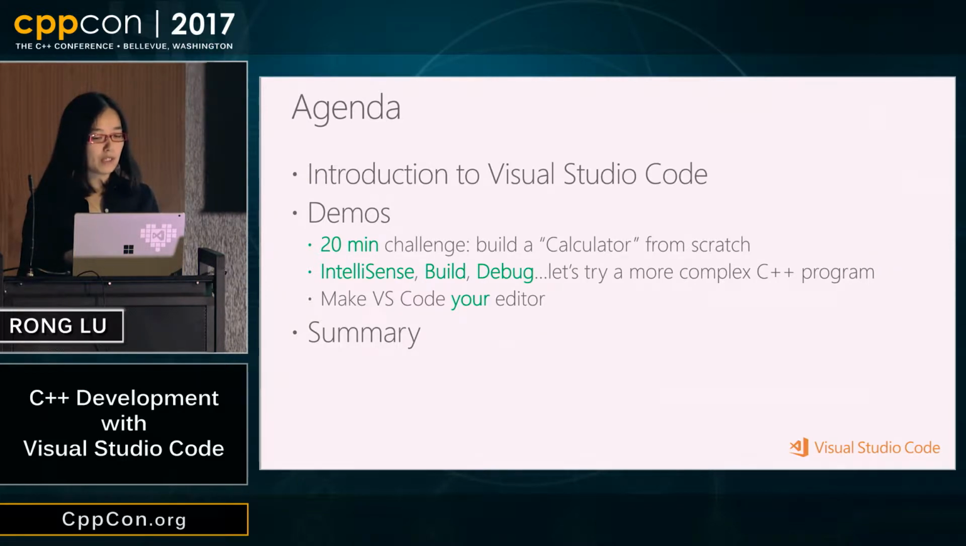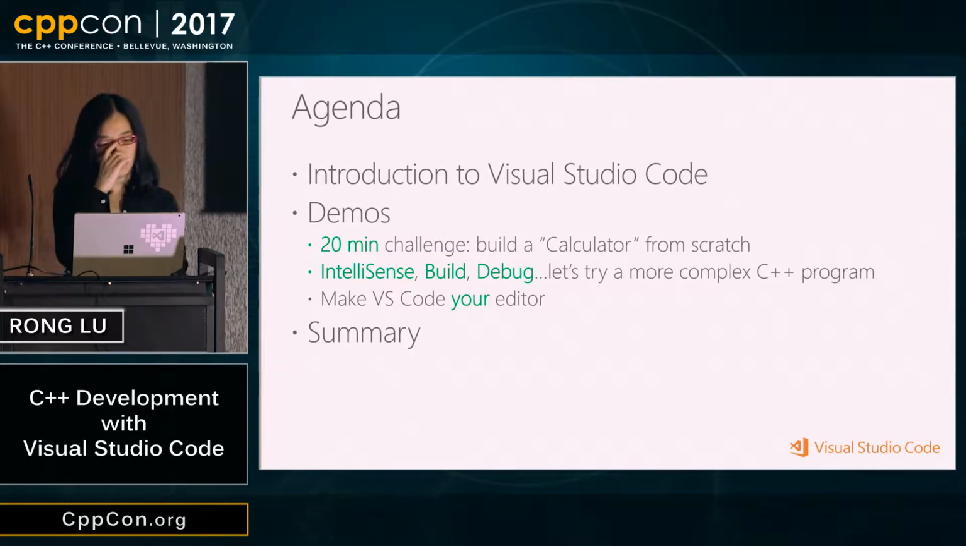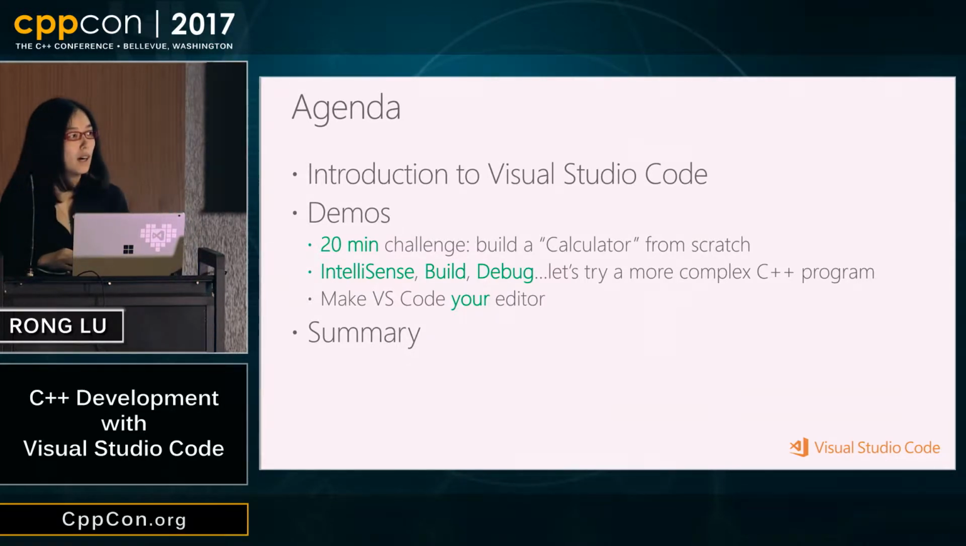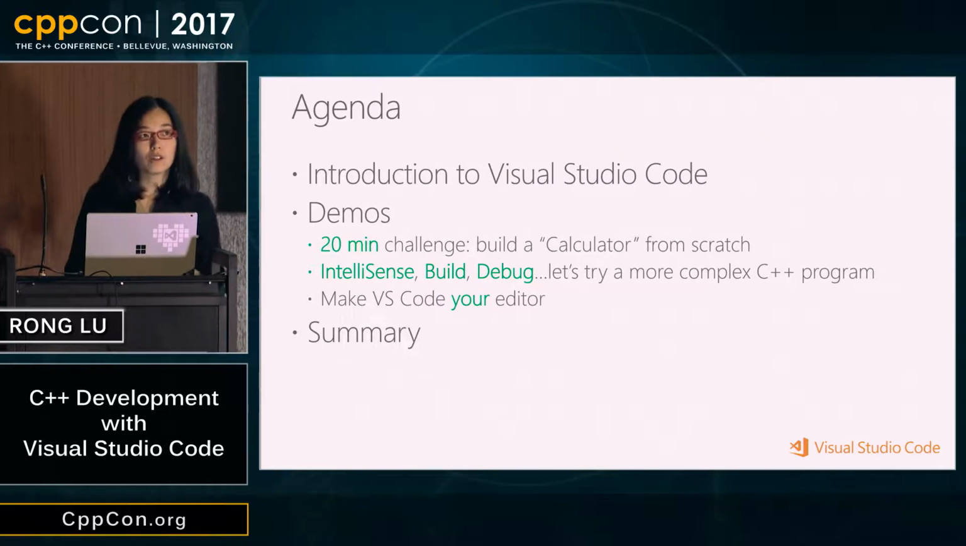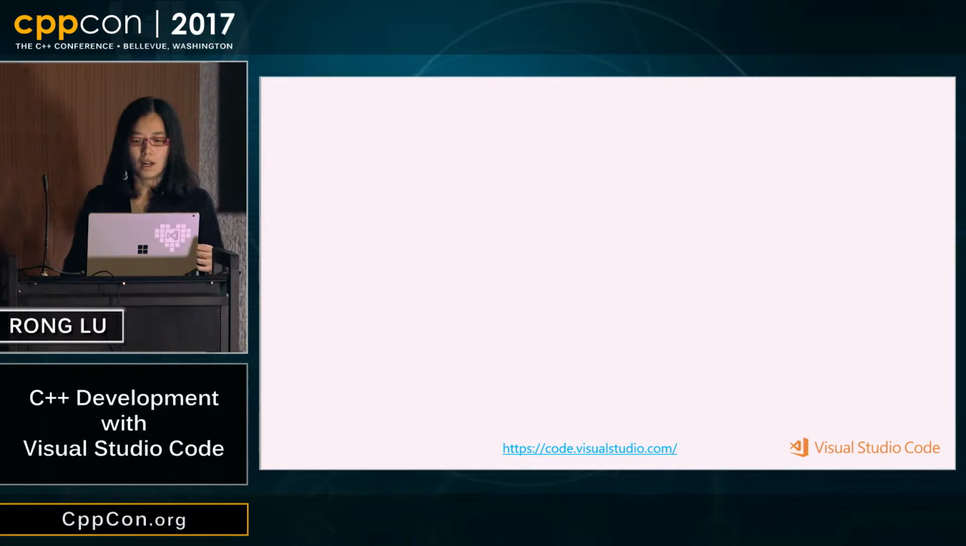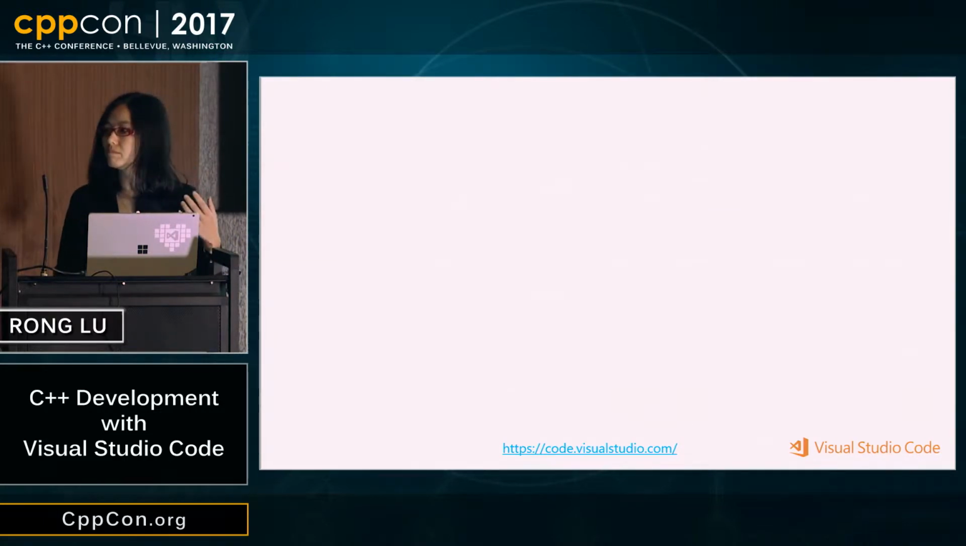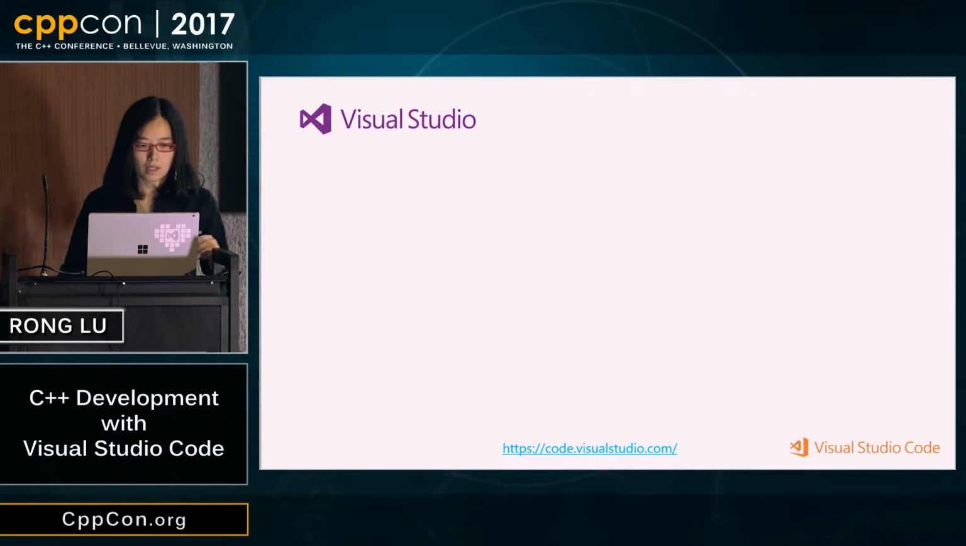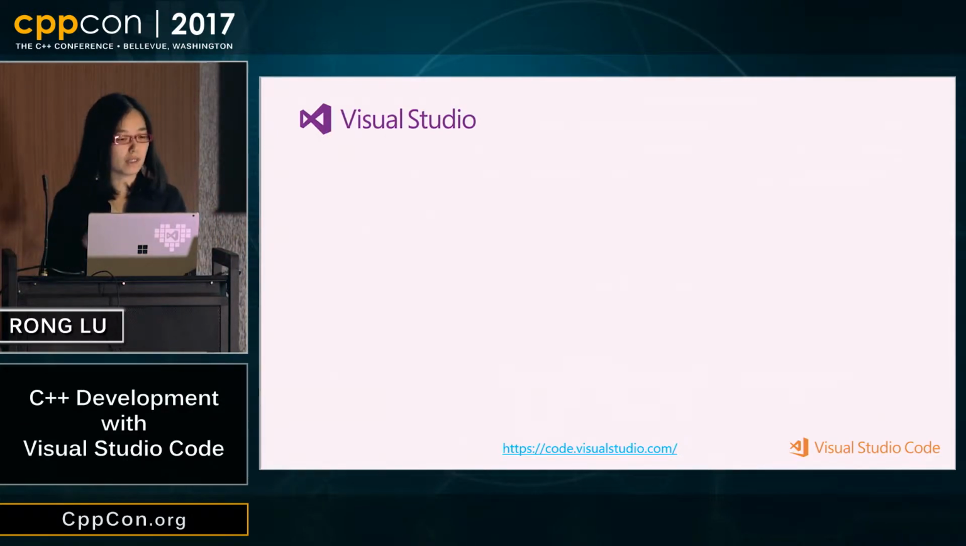But then we're going to move into trying out a more complex C++ program in VS Code. We're going to talk more about the IntelliSense features and how you build and debug with more advanced features. And then last but not least, I'm going to show a few VS Code features, how you can make VS Code your editor. There are tons of things you can customize in Visual Studio Code to make that your editor. Does that sound good to everyone, what we're going to cover today?